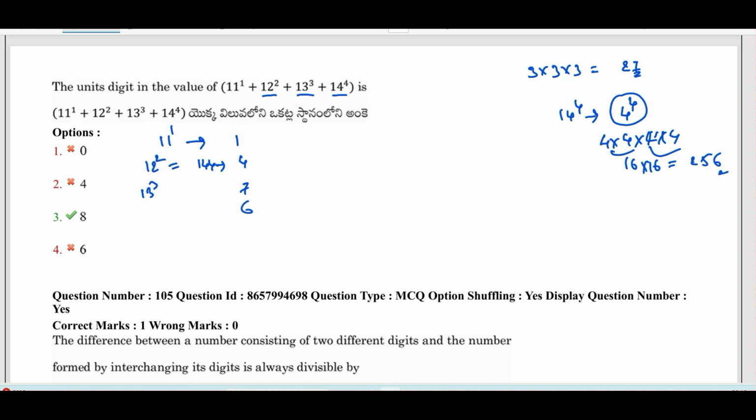So required answer is what? Sum of all these. What do you get? 1, 4, 7, 6: 1 plus 4 is 5, plus 7 is 12, plus 6 is 18. In this, the unit digit is what? 8. So third option is the correct one. Let us see the next question.